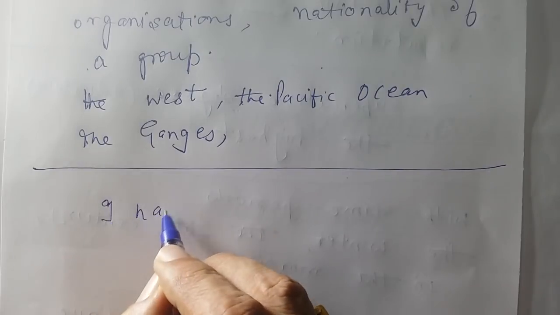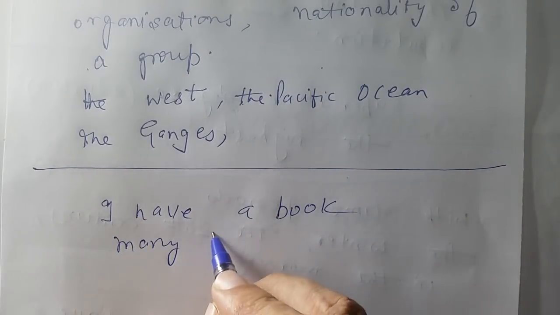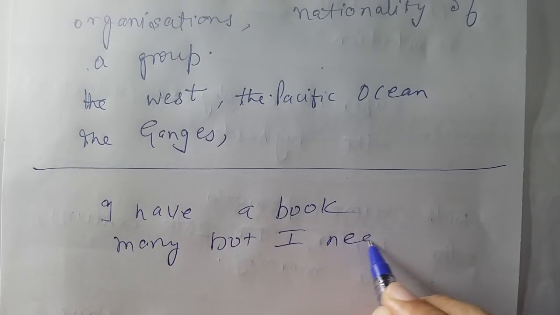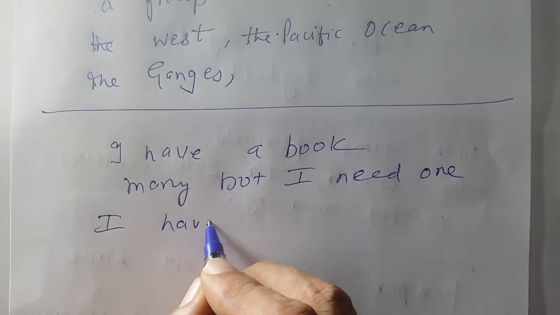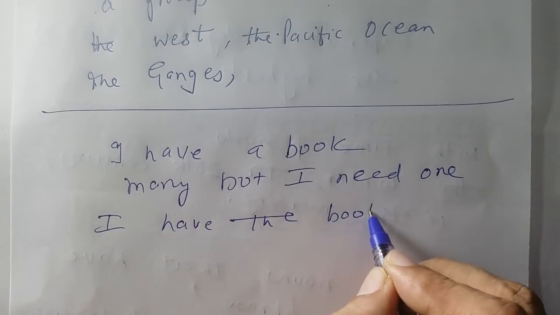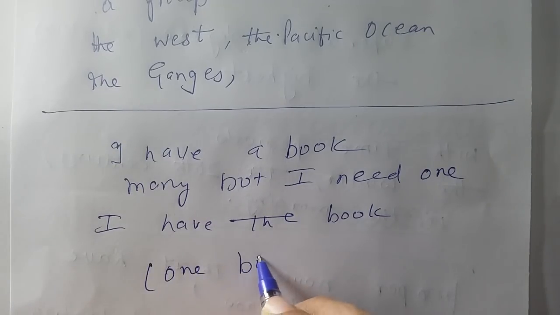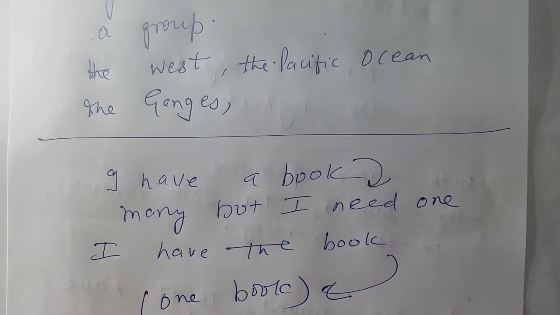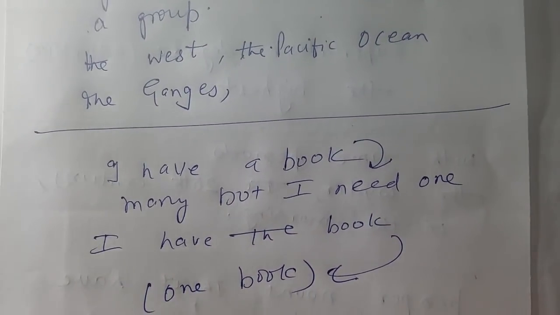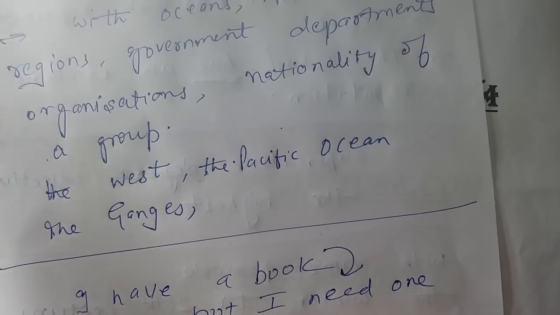I have a book. There are many, but I need one. I have the book. I need only a specific book, just one book. This is it. This is out of many. One, this is only one. This is the main difference of this one. Right? So we have done some pages here and it took around 28 minutes in this discussion. That is related to articles.